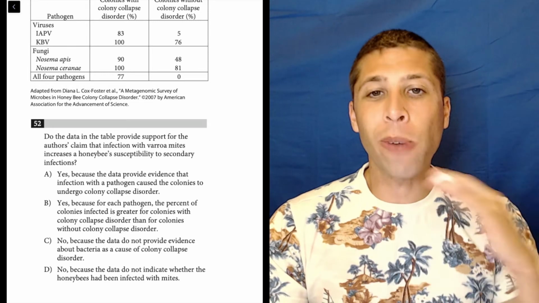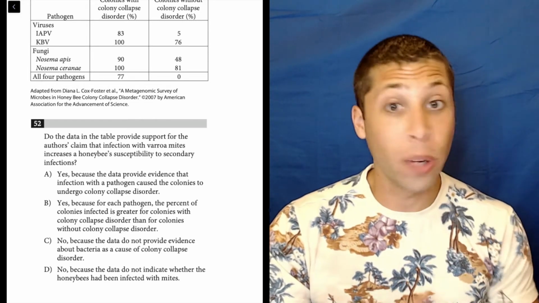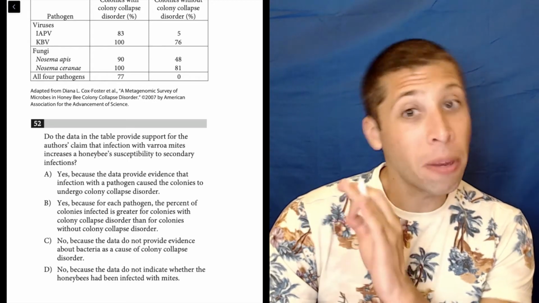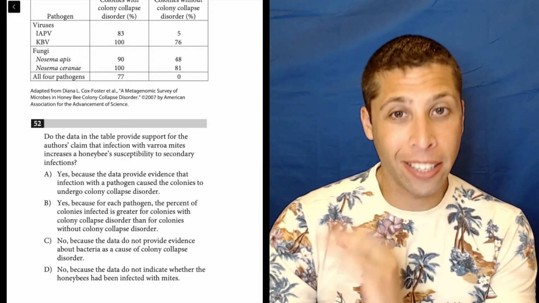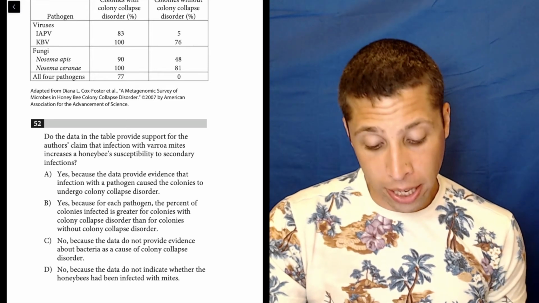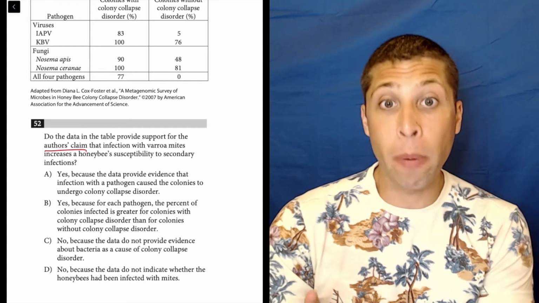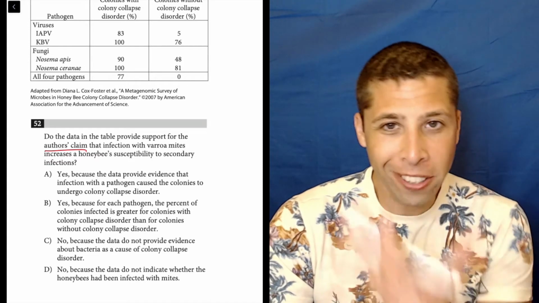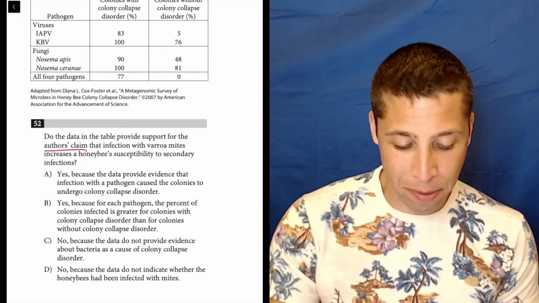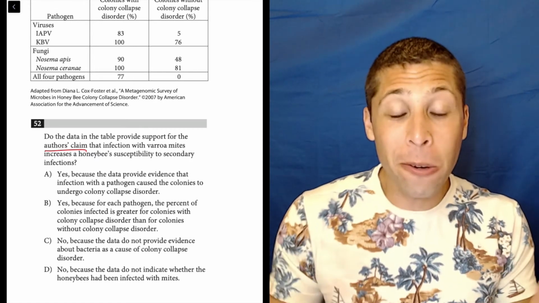This question is a great example of what I feel like I constantly say about these figure questions, both in reading and in writing. They do not have to do with the passage. Occasionally I'll be wrong, but for the most part, they're not going to need the passage. And this question makes you think it's about the passage, right? Do the data in the table provide support for the author's claim, right? So, I better understand the author's claim, better go back to the passage. No, the question answers that for you, right? That infection with varroa mites increases a honeybee's susceptibility to secondary infections. So they've already summarized the passage for you in the question.